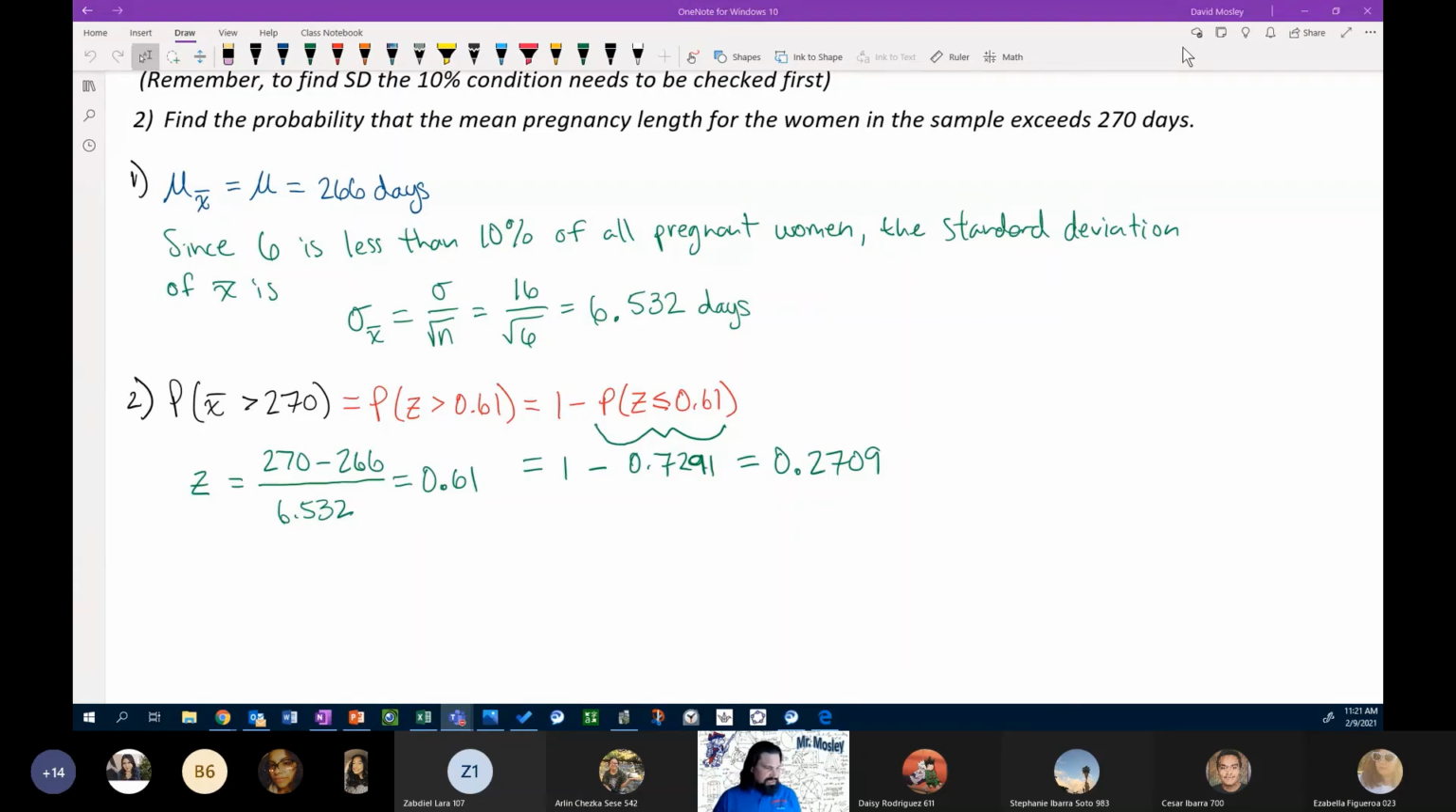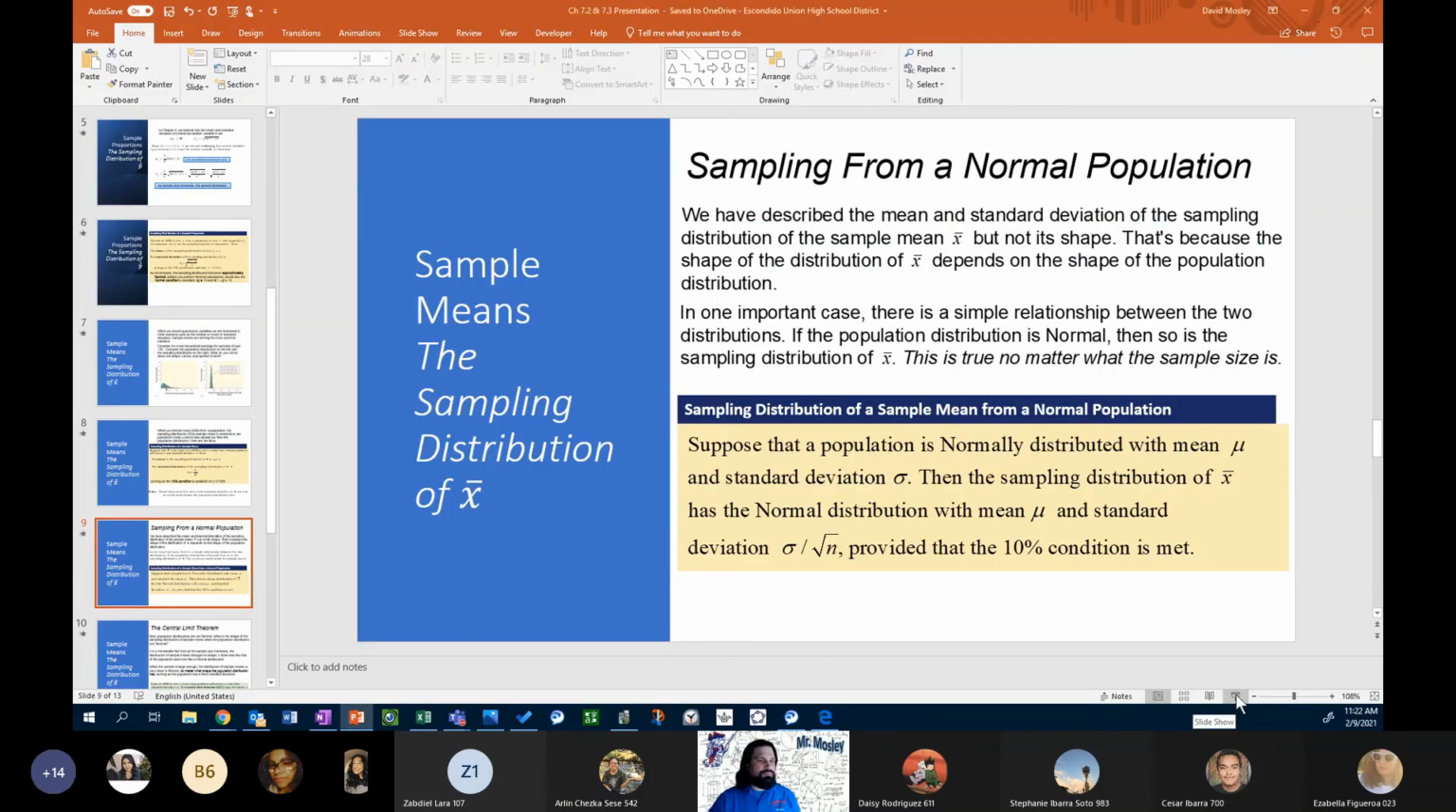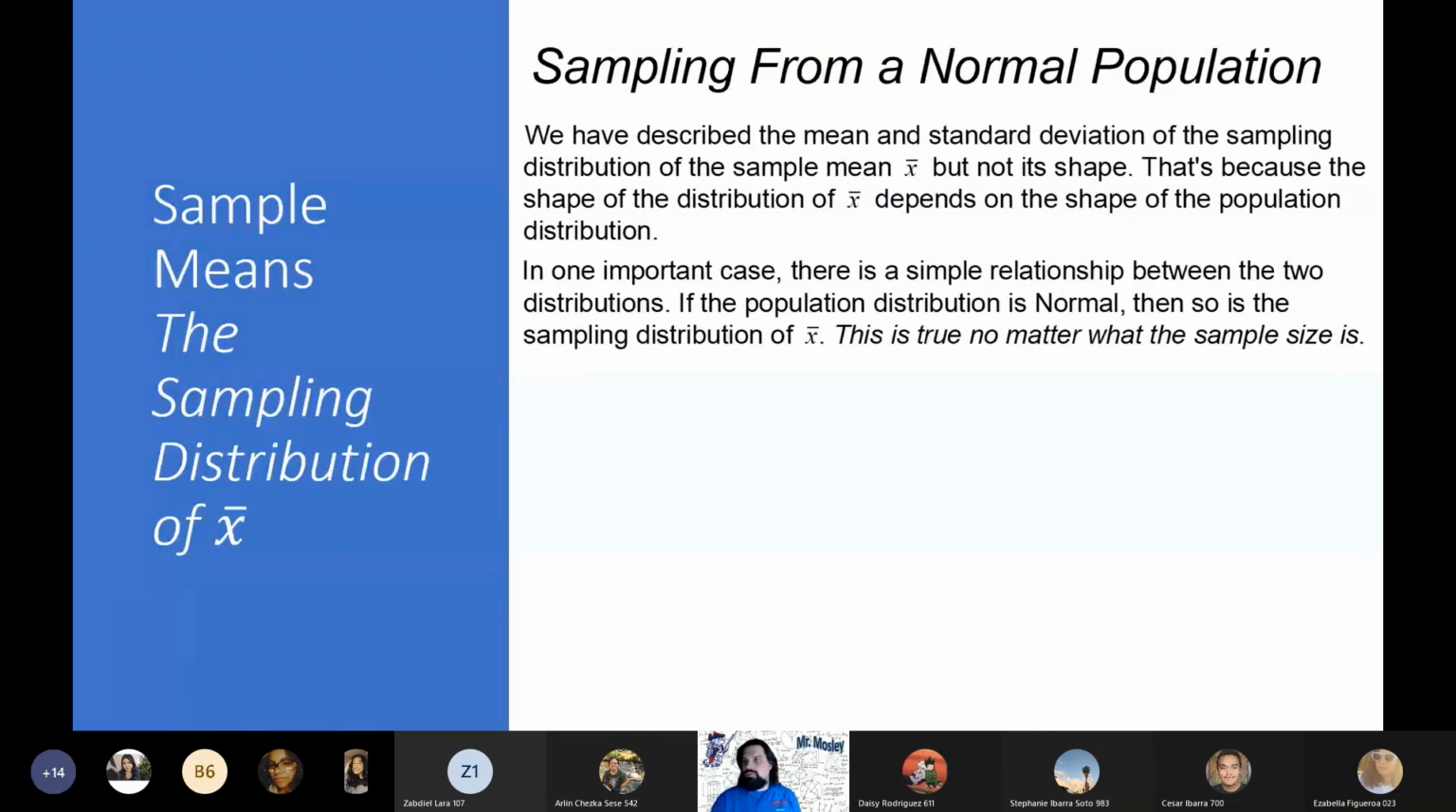Are there any questions about how I did either of these calculations or where I got the numbers from? Excellent. Okay. So then we'll go back into our presentation.